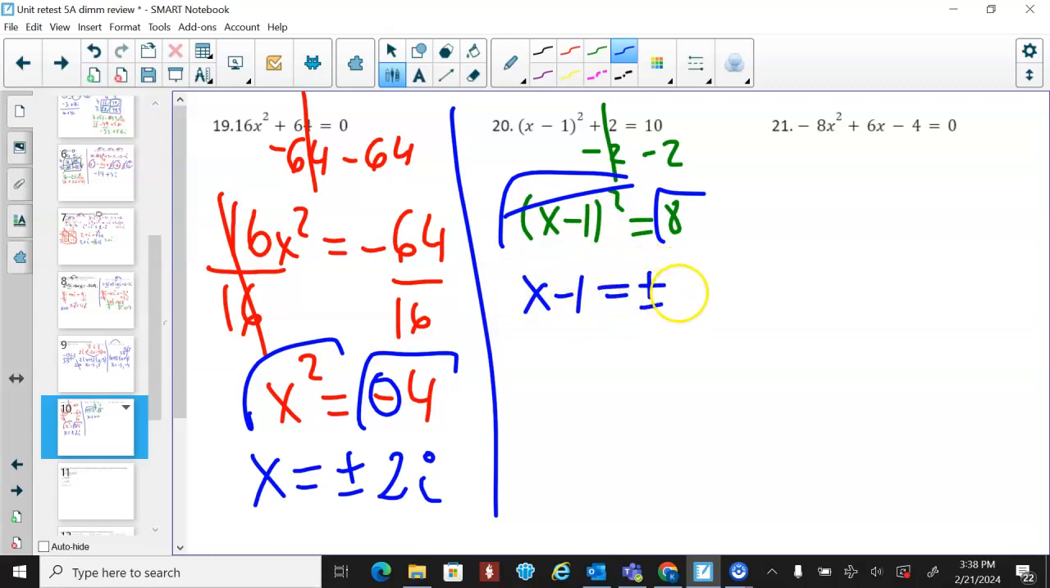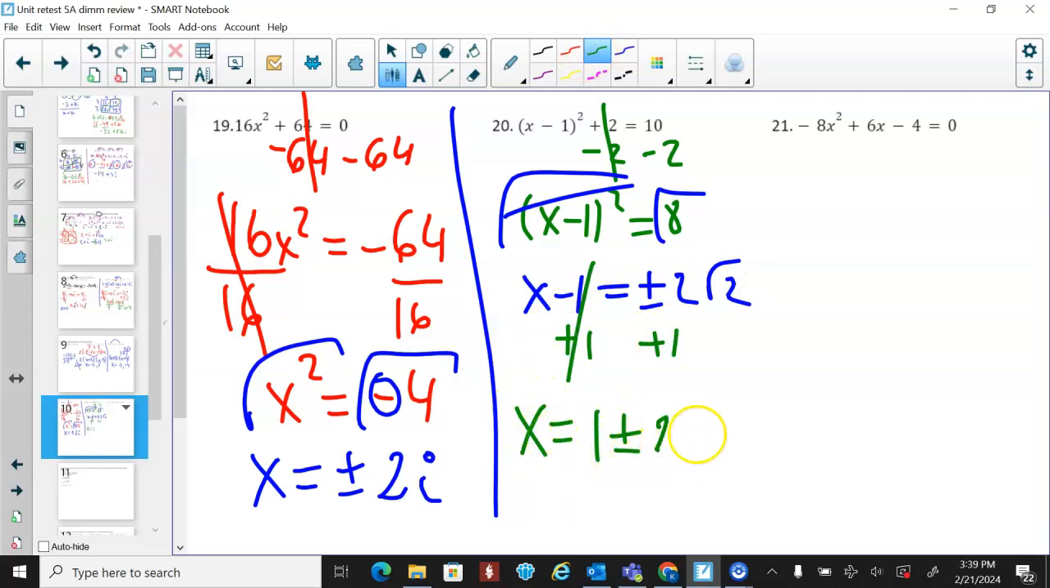And then the answer is plus or minus, and square root of 8 is 2 root 2. There is no I, okay? And then all I have to do is add the 1. At the end, x will equal 1 plus or minus 2 root 2. You do not combine the radicals with real numbers, okay?